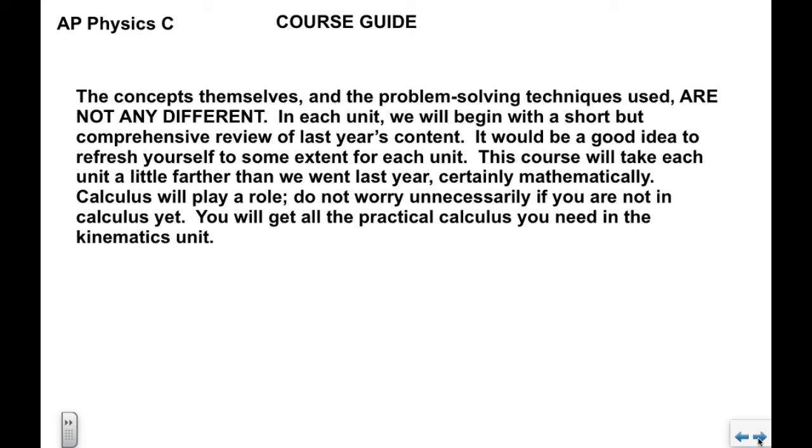This course will take each unit a little farther than we went last year, certainly in terms of the mathematics. Calculus will play a role. Don't worry unnecessarily if you're not in calculus yet. You'll get all the practical calculus you need right at the beginning in the kinematics unit.